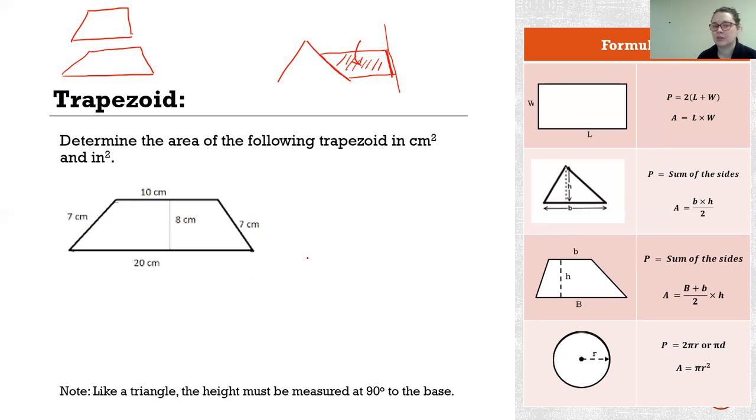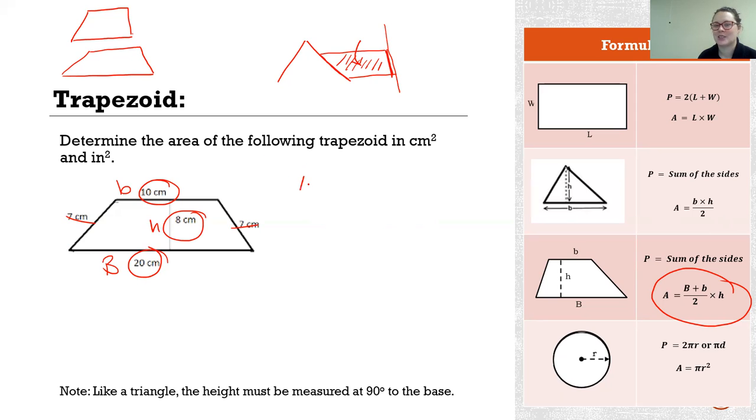So we want to find the area of the trapezoid in centimeters squared and in inches squared. So let's figure it out in centimeters squared first. The formula for a trapezoid is area equals big base plus little base divided by 2 times height. So this is our big base, and this is our little base, and this is our height. We don't even care about the 2 sides.